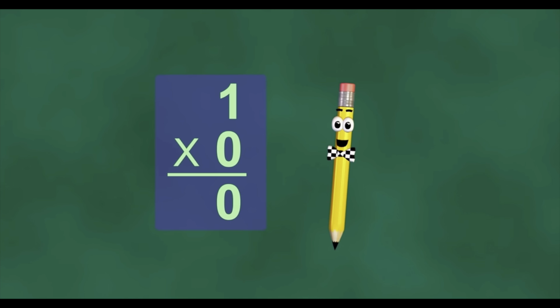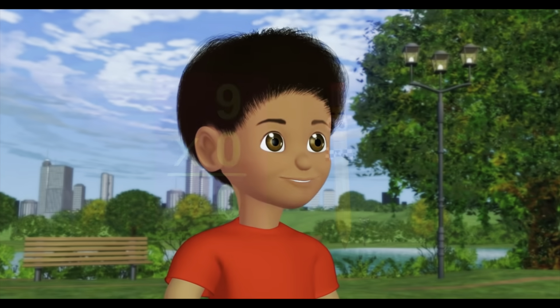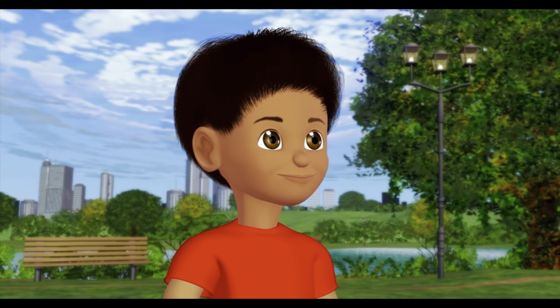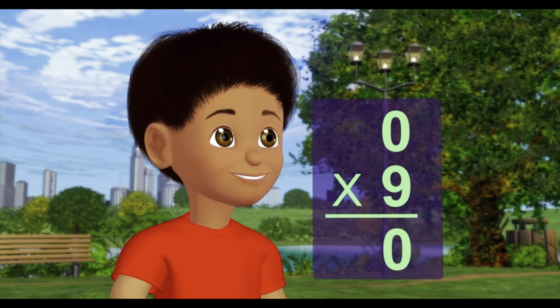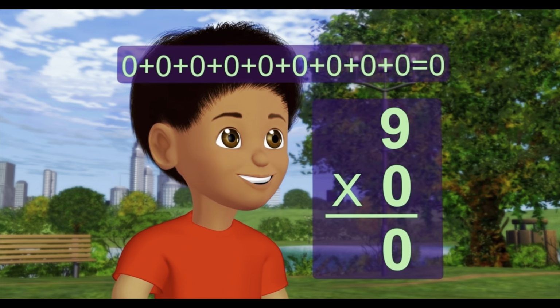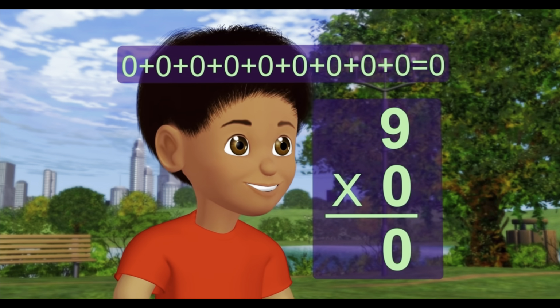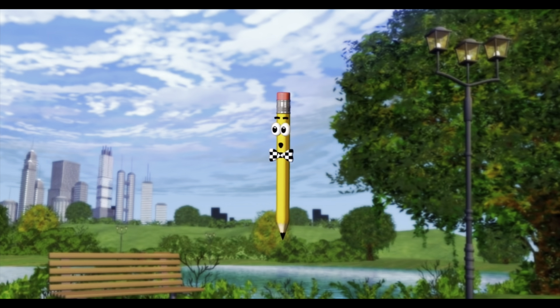Here's another trick. When you multiply by 0, you always get 0. Any number times 0 always equals 0. That just makes sense, Marco. If you have 0 groups of something, you don't have anything. And if you swap that around, no matter how many times you add 0 to 0, you'll always get 0.